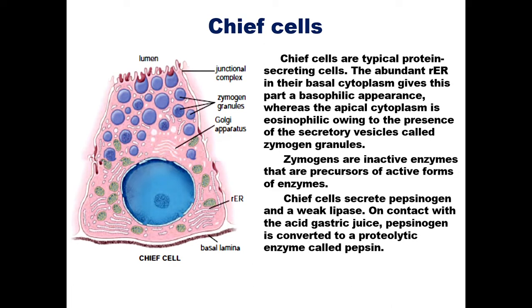Zymogens are inactive enzymes that are precursors of active forms of enzymes. Chief cells secrete pepsinogen and weak lipase. On contact with the acid gastric juice, pepsinogen is converted to a proteolytic enzyme called pepsin.